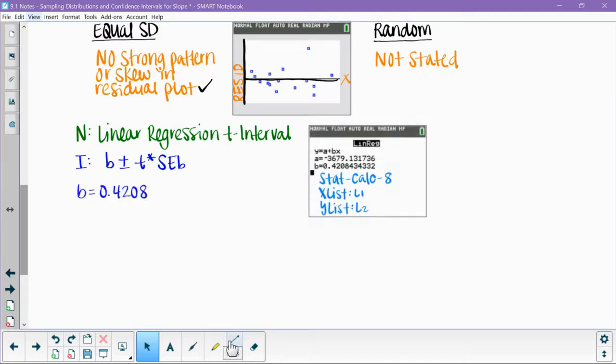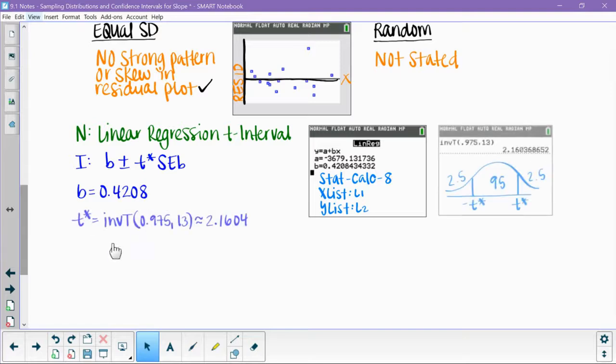So b is coming from that linear regression model, from that stat calc 8 on L1 and L2. Remember, you do not want frequency for this. b comes from the second line, 0.428. It's the slope of our sample. t star is coming from our fact that we want a 95% confidence interval. Remember, if I have 95 in the middle, that means I have 2.5 in each tail.